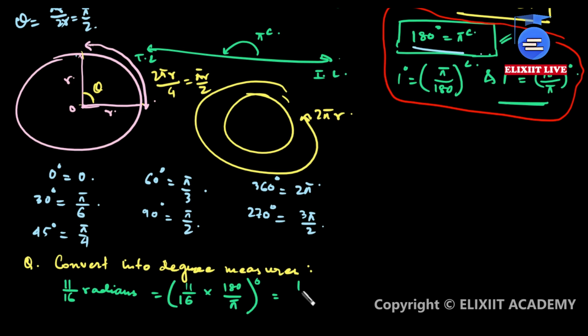Now if you simplify, you can consider this pi as 22 by 7. So this is actually 11 by 16 into 180 times 7 by 22. Since it is divided by pi, it is 7 by 22 degrees actually. So simplify this, and that is your result.